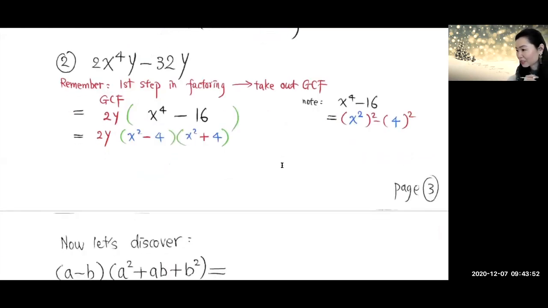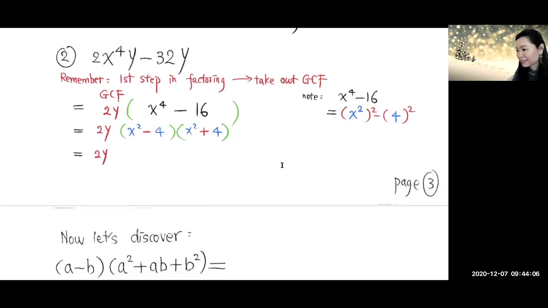Now let's see if any of these factors could be factored any further. Which one could be factored further? The 2y is not, right? We're down to the first power, so we cannot factor that any further. What about this? Can you factor this any further? Oh, x squared minus 4. Yes, you got it. So x squared minus 4 could be factored. It's again a difference of 2 squares.